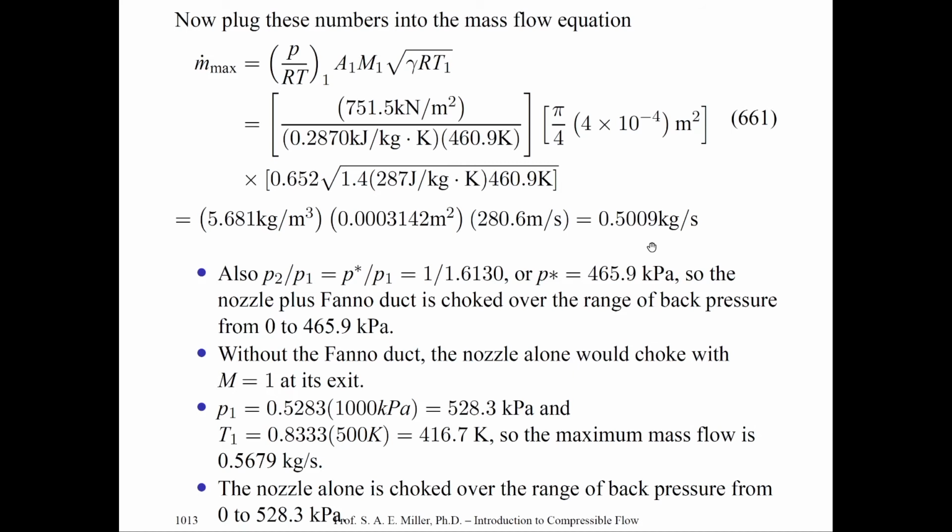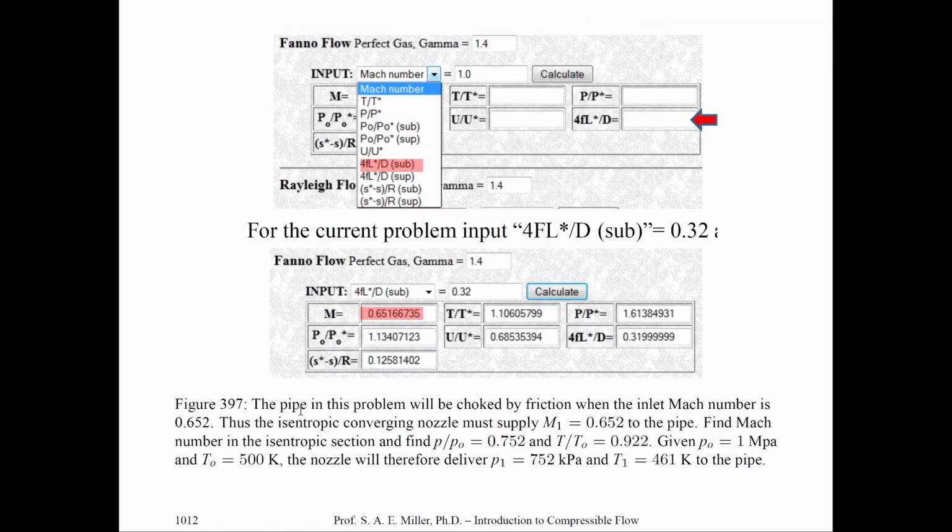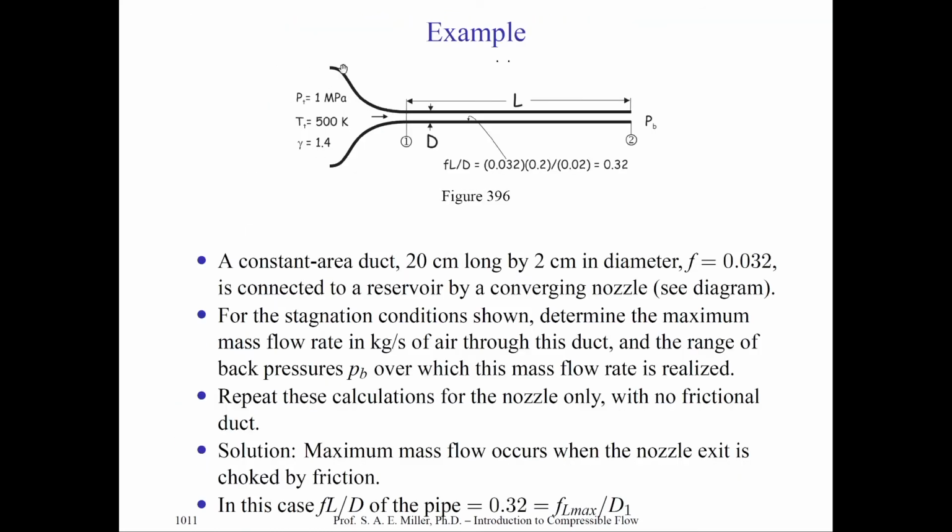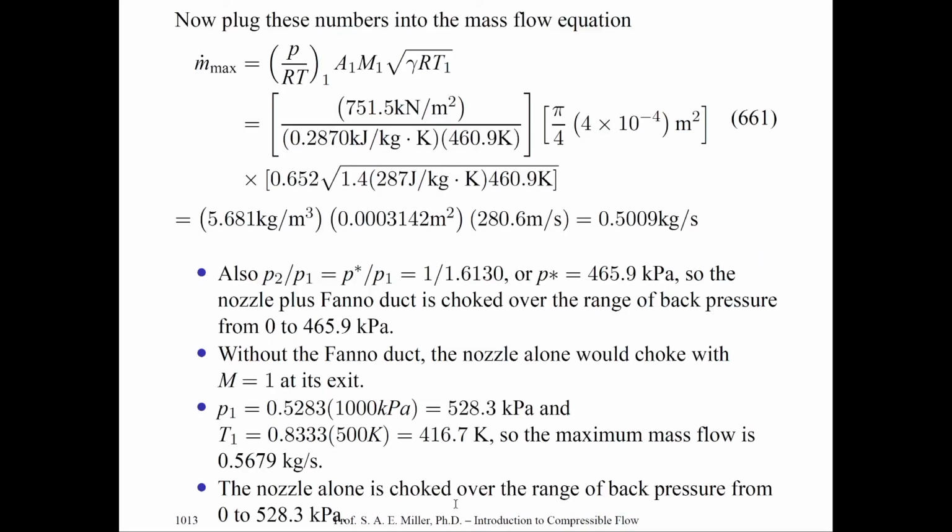Now we can do the problem without the Fanno duct, that is, the nozzle alone. And of course, with only a nozzle going to the reservoir, the Mach number would be 1 at the nozzle exit. We then can just do a simple isentropic flow equation to find static pressure and static temperature at Mach 1 from the total conditions in the nozzle, which were given in the original problem. A whole range of back pressures will choke that nozzle, as we discussed for the whole isentropic nozzle section of the class. The choking range will be from 0 to 528 kPa at station 1 for choking the nozzle, based on the critical pressure ratio for gamma 1.4, which is of course about 1.89.